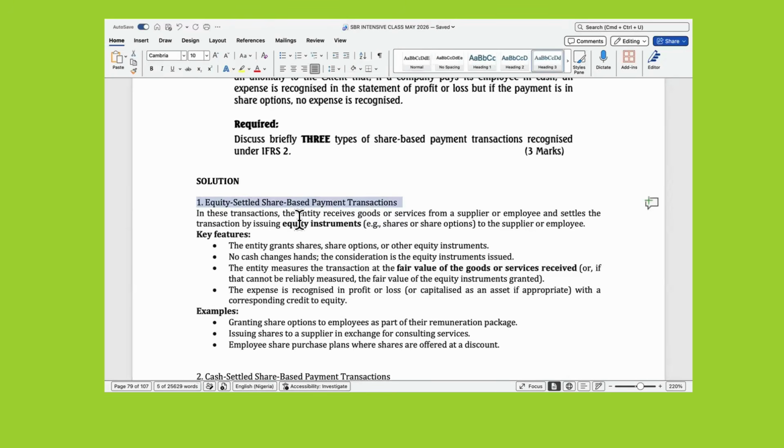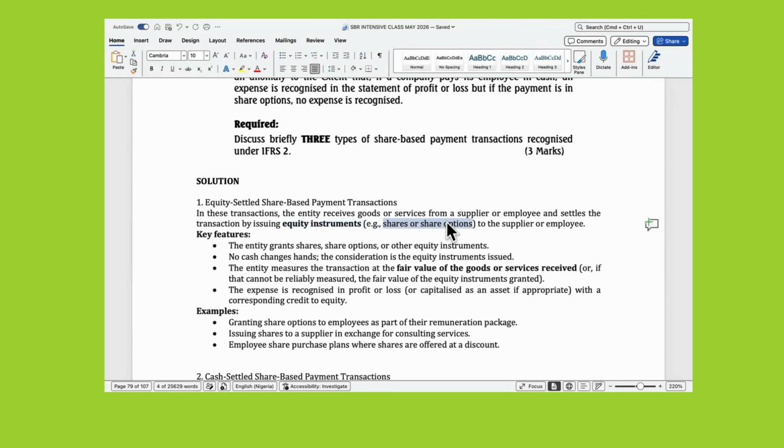these are the transactions whereby an entity receives goods or services from a supplier or its employees and settles by issuing shares or share options to the supplier or employee. That's equity settled. You receive goods, then instead of settling with cash, you settle with your shares or share options. And I know you know the difference between shares or share options.